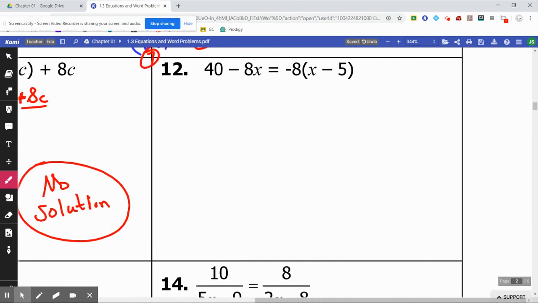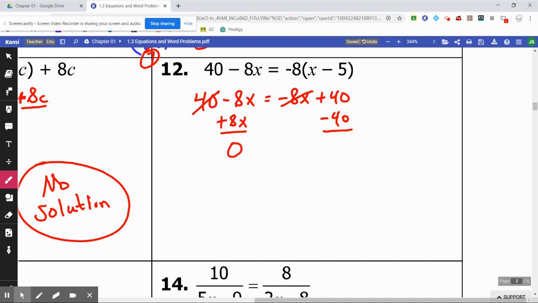Number 12. Step number 1, let's get rid of parentheses. So we have 40 minus 8x equals negative 8 times x. Negative 8 times negative 5 is a positive 40. And you actually end up with the same thing on each side. Look what's about to happen. Minus 8x by plus 8x, positive 40 by negative 40. Negative 8 plus 8 gives you no x's left. Nothing left. Everything canceled. But look what's on the other side. Positive 40 and negative 40 is 0.